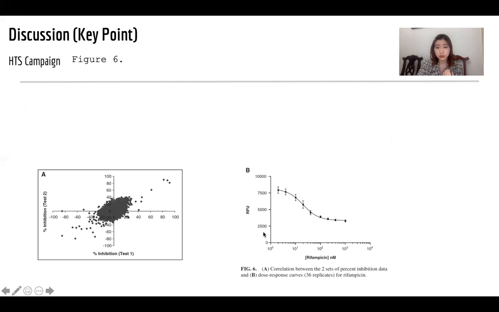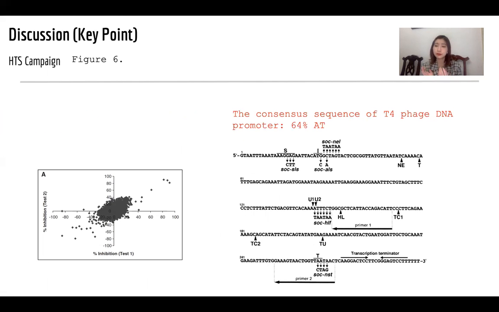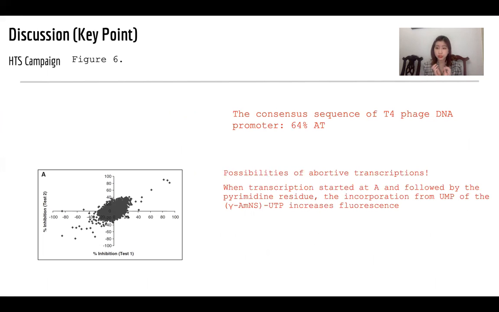So what we use for the substrate is called T4 phage DNA. The promoter contains a large percent, 64%, of AT. And here, the thing is that when transcription starts at A and is followed by a pyrimidine residue, the incorporation of UMP from the gamma-AMS UTP, because there's an A here, actually already increases the fluorescence. And this step is not blocked by the rifampin. The rifampin cannot block this.